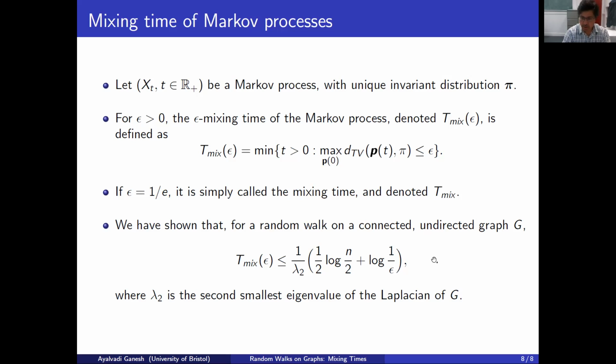Okay, so that's the end of this lecture. Next time we are going to look at this lambda 2, the second smallest eigenvalue, and ask, can we give some bounds on this eigenvalue in terms of some properties of the graph G? I'll leave that for next time.